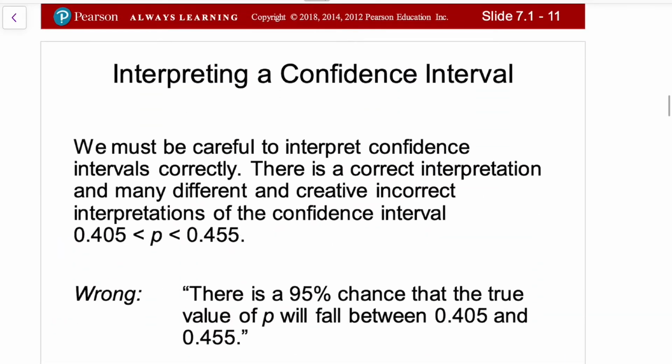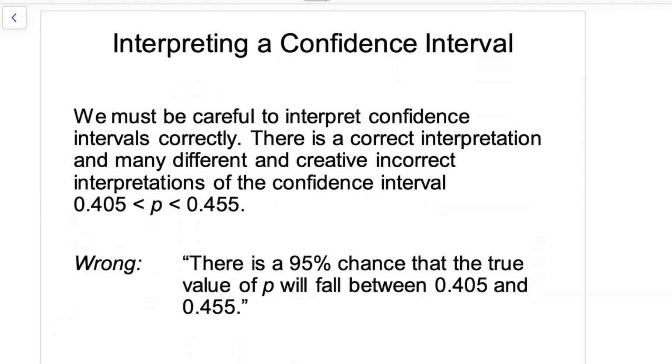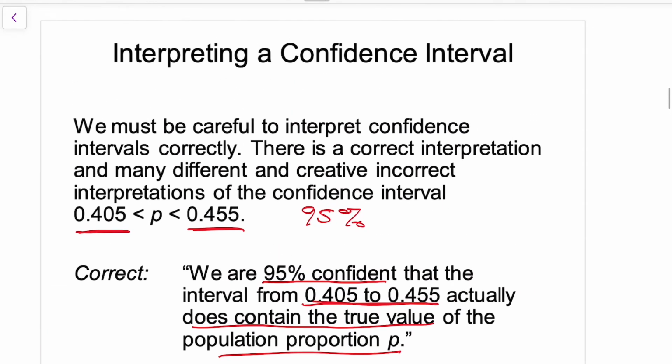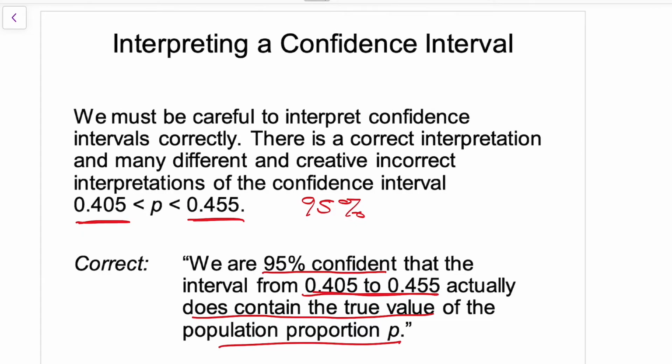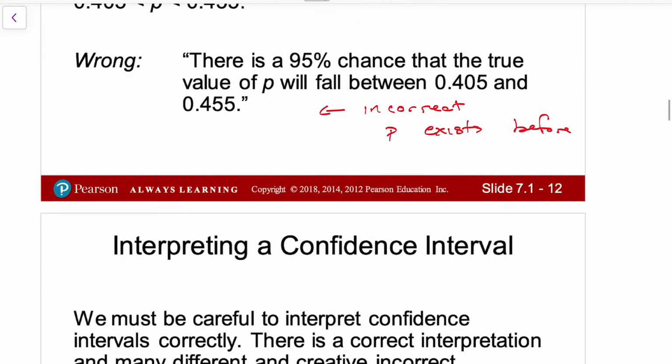There are subtle but different ways of doing this. One incorrect interpretation is that there is a 95% chance that the population proportion will fall between our interval. This is incorrect because the value of p exists before we construct our interval. This interpretation is saying p must fit into our interval, but the correct interpretation above says that we are 95% confident that our interval contains the true population proportion. That is slightly different.